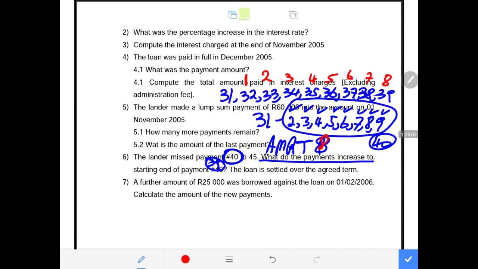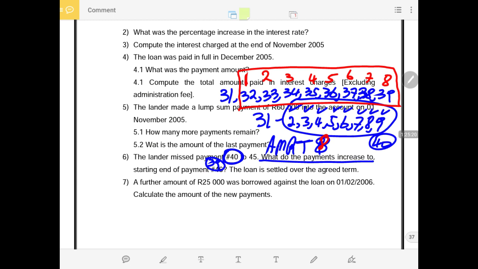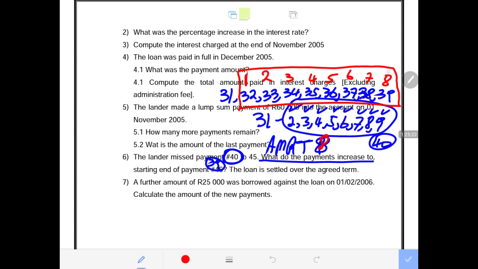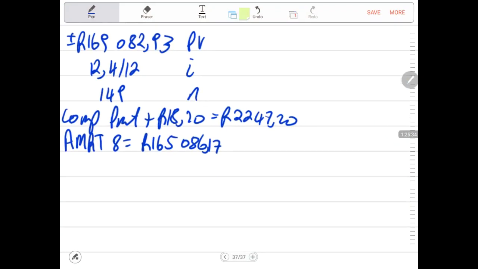Because this is the new annuity starting in month 32. So now we start saying 1, but we know the payment numbers continue. So that's why we said 8. I just wanted to make you very clear, guys, with that. So this is the balance after the 39th payment was made, which is the 8th payment before the 40th payment, when interest and admin fee was added. So this is the balance at the end of the 39th payment.